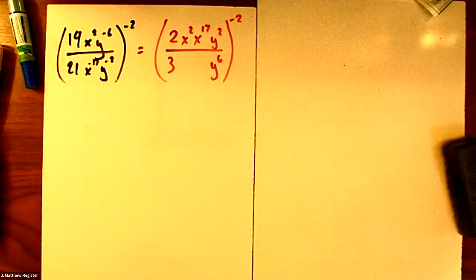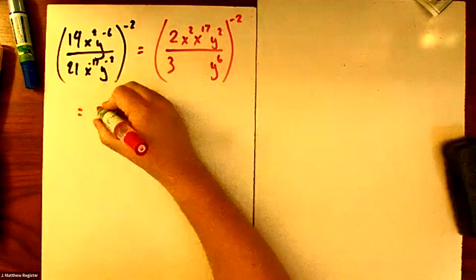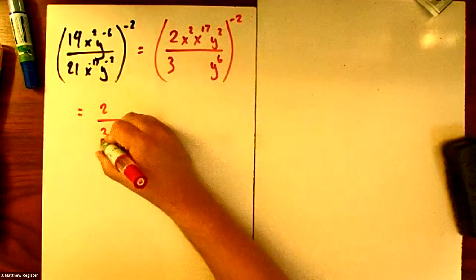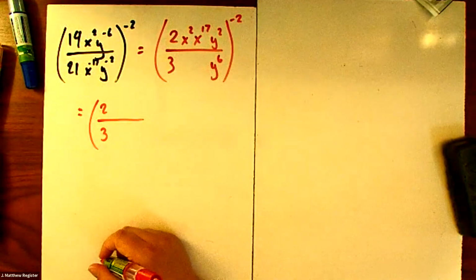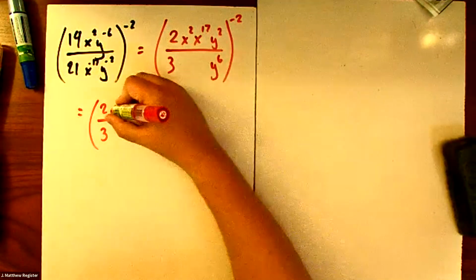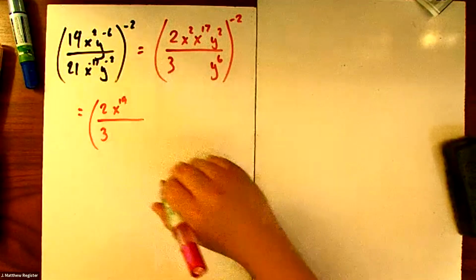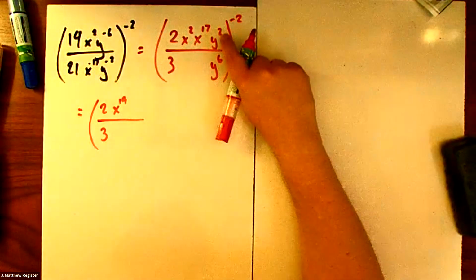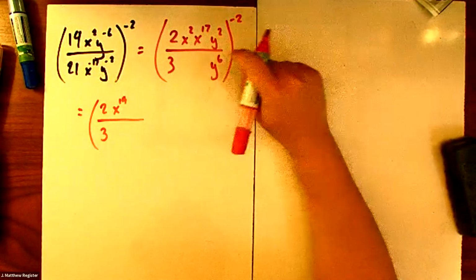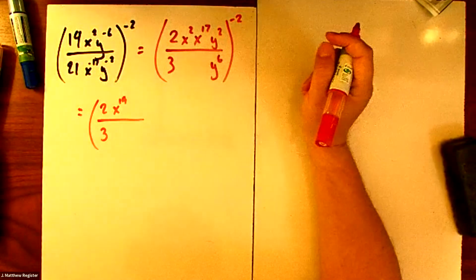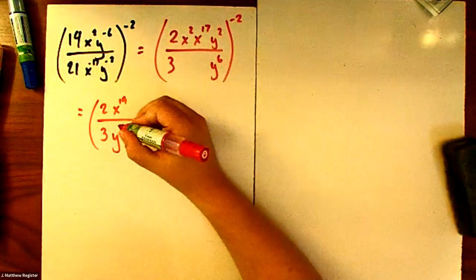And now if you want, you can combine and cancel these. And so the 2/3 will hang out. X squared times x to the 17th, we add our exponents, giving us x to the 19th. On the bottom, we have a y squared and a y to the 6th. Since we have more on the bottom, we can subtract in order to figure out the number of y's we have. And so we'll have y to the 4th, and it will be on the bottom.